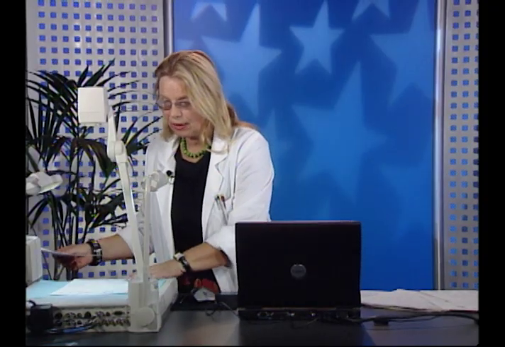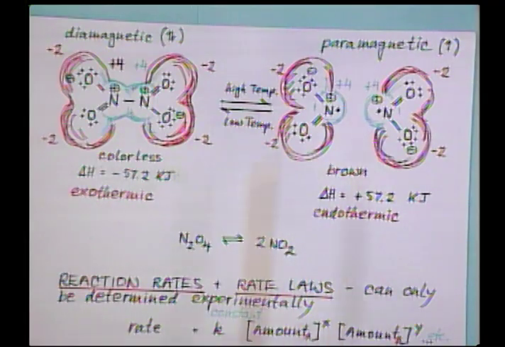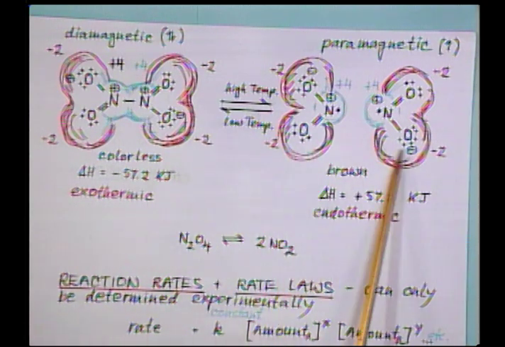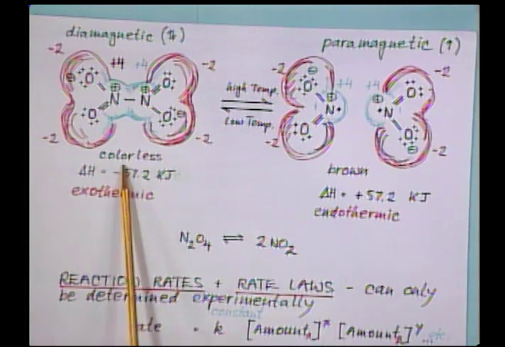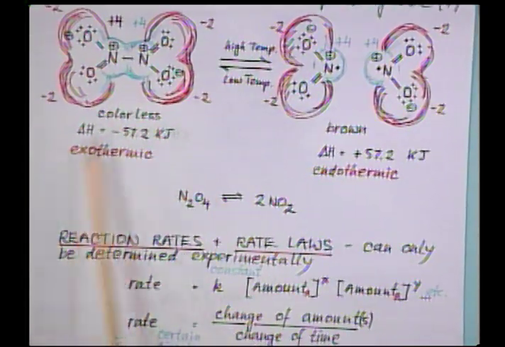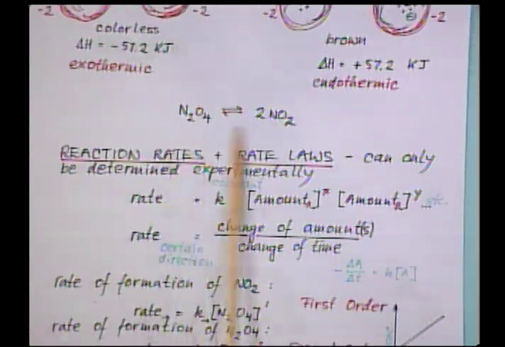We see here again the reaction I just talked about, with the dinitrogen tetroxide decomposing into 2 nitrogen dioxide molecules. One is diamagnetic, one is paramagnetic. This you can learn about a little bit later on. One reaction is endothermic, the reverse is exothermic. So we have the back and forth of this reaction. So every reaction we can say is essentially reversible.